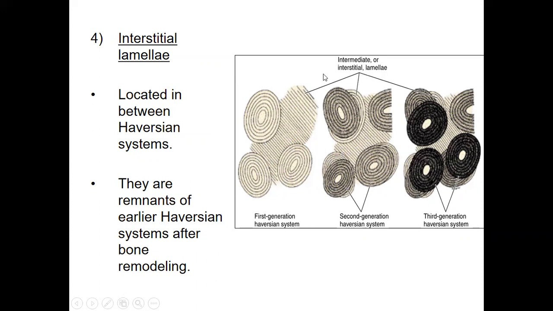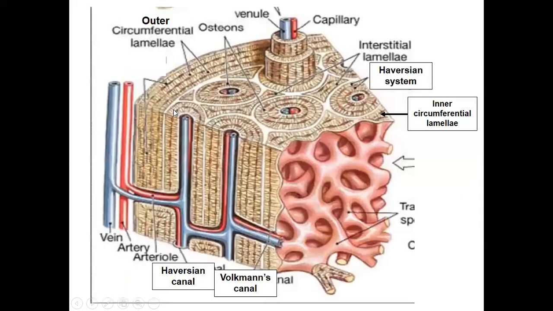The intermediate or interstitial lamella. So you can see here, this is the interstitial lamella located between the Haversian systems, between the osteons.